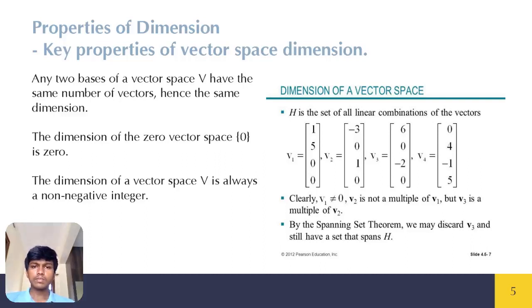Any two bases of a vector space V have the same number of vectors, hence the same dimension. The dimension of the zero vector space is 0. The dimension of a vector space V is always a non-negative integer. So consider H is the set of linear combinations of vectors v1, v2, v3 and v4. In this, clearly v1 is not equal to 0, v2 is not a multiple of v1, but v3 is a multiple of v2. By the spanning set theorem, we may discard v3 and still have a set that spans H.